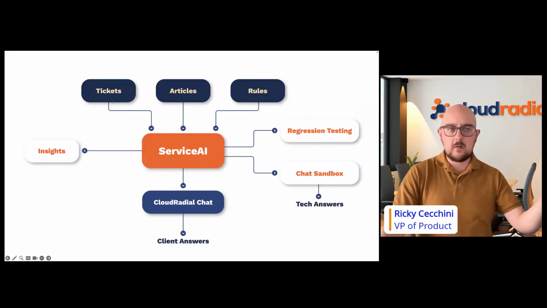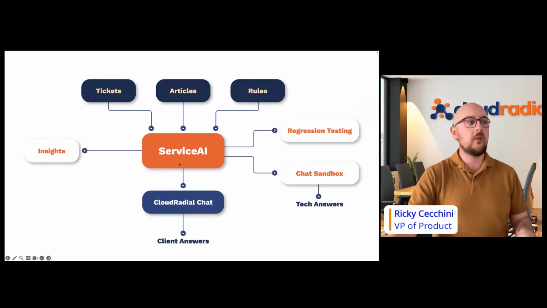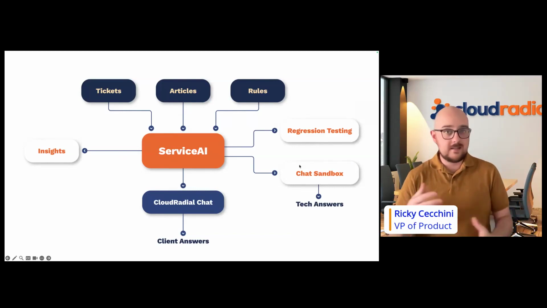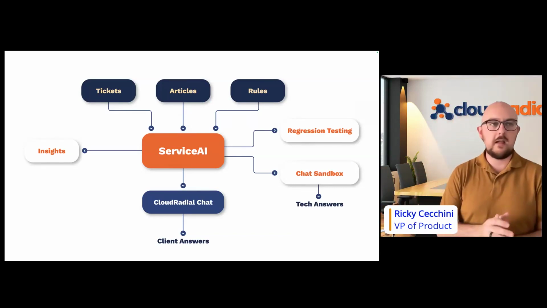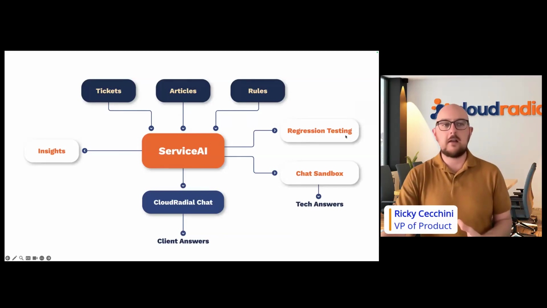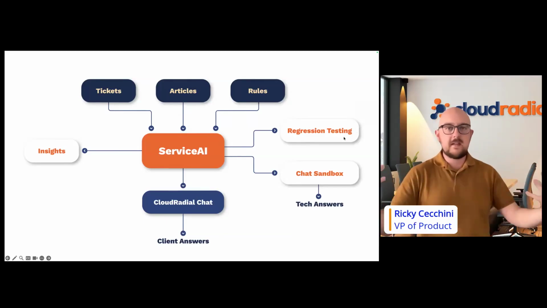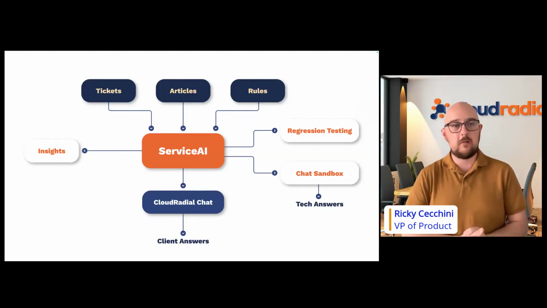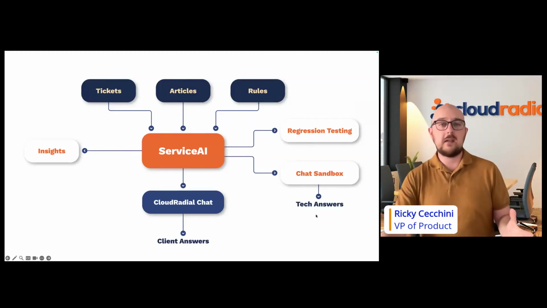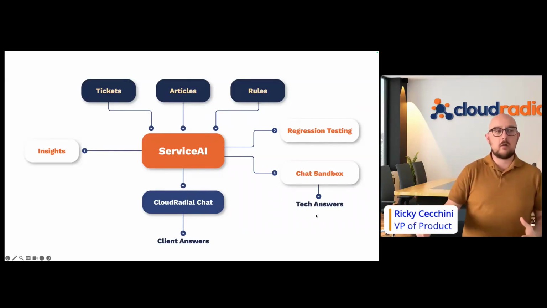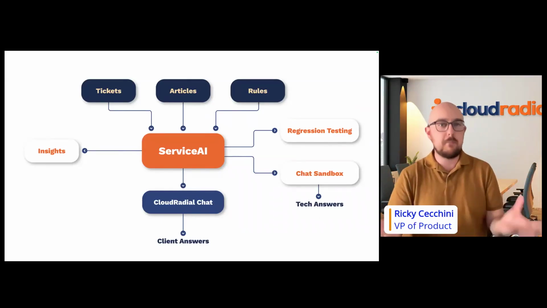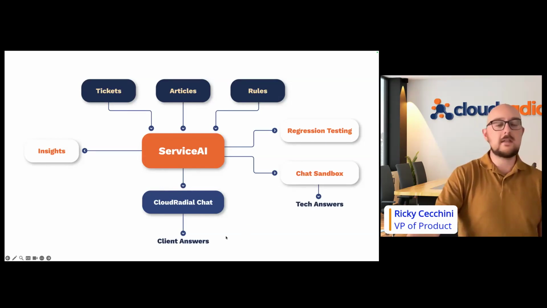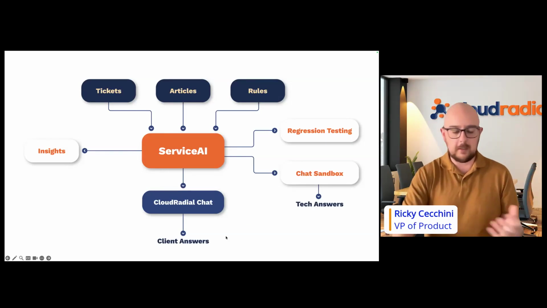Again, Service AI is fed your tickets, your documentation, your rules. It spits out insights to the desk. It also helps you test, before it ever makes its way to clients, how the response looks. So regression testing is, let's take a whole sample of tickets and rate them. Is this ready for client interface or not? Again, helping your techs get answers so your techs get smarter today. And if all of those things pass muster and you like what you're seeing, then you have a delivery channel through chat to answer that stuff.